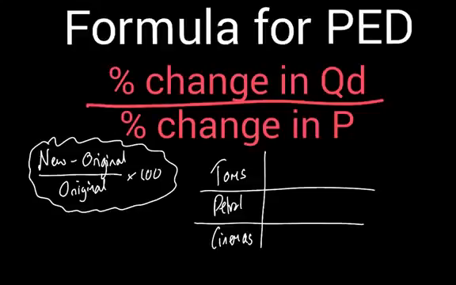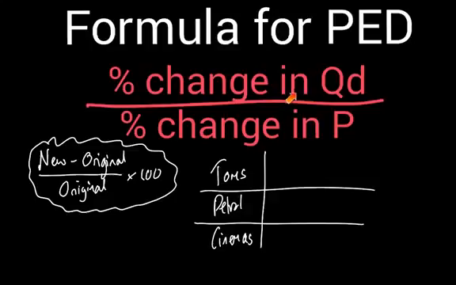Now, with the tomatoes, we said that the demand will be quite responsive. So the percentage change in quantity demanded will be quite large, and certainly will be larger than the percentage change in price. So a relatively small change in the price leads to a much larger change in quantity demanded.